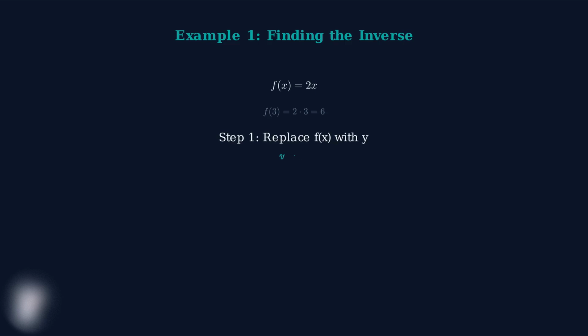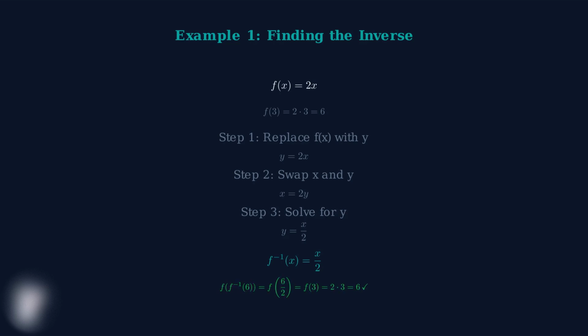To find the inverse, we follow a systematic process. Step 1, replace f of x with y. Step 2, swap x and y. This gives us x equals 2y. Step 3, solve for y by dividing both sides by 2. This gives us y equals x over 2. Therefore, the inverse function is f inverse of x equals x over 2. Notice how this undoes the doubling operation by dividing by 2. We can verify this works. If we start with 6, apply the inverse to get 3, then apply the original function, we get back to 6. Now let's try a slightly more complex example.